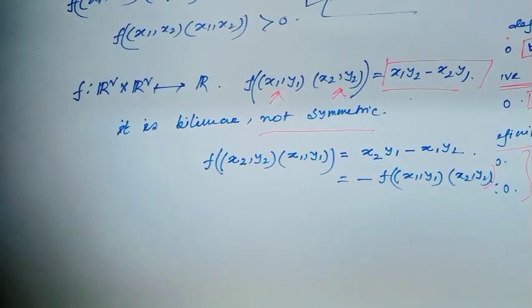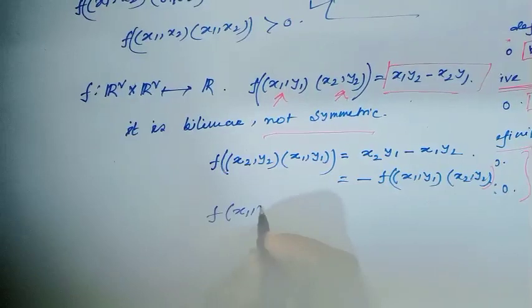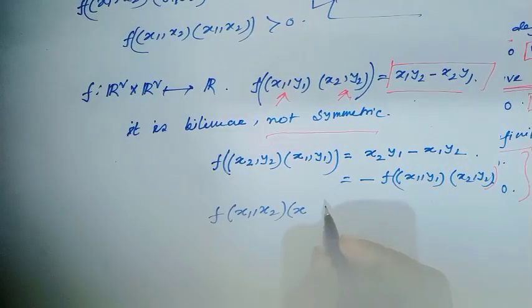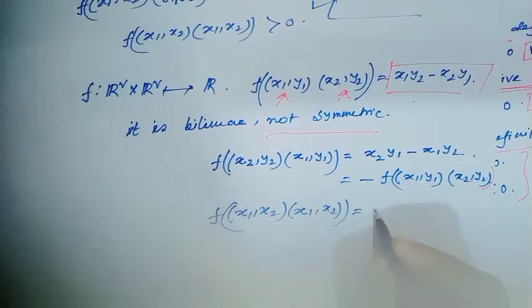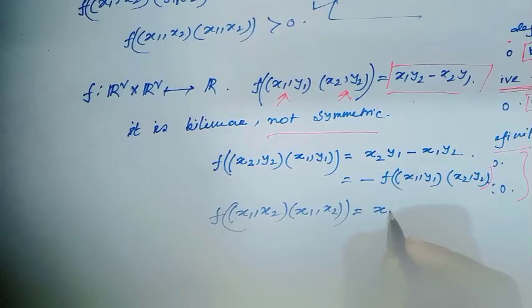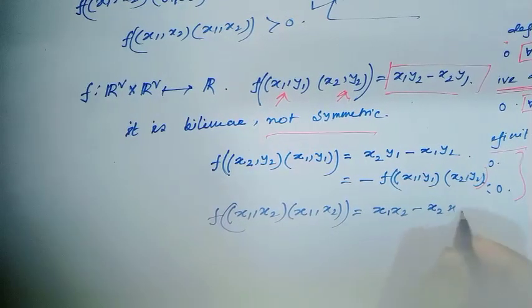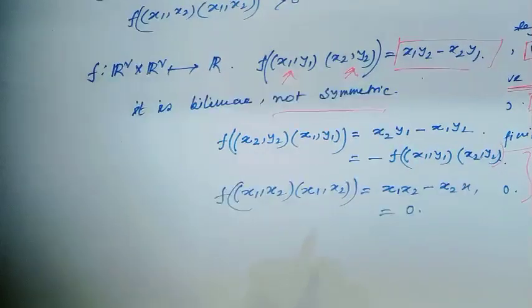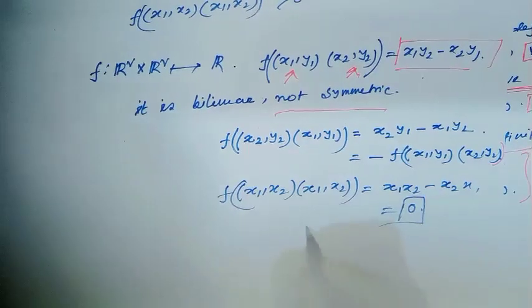Okay. Also this is not positive definite because f of (x1, x2), (x1, x2) would be obviously x1 x2 minus x2 x1. That means this value is always 0. So for all non-zero vectors this value is 0. So this is not positive definite.